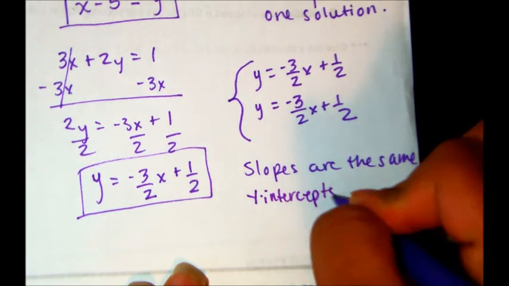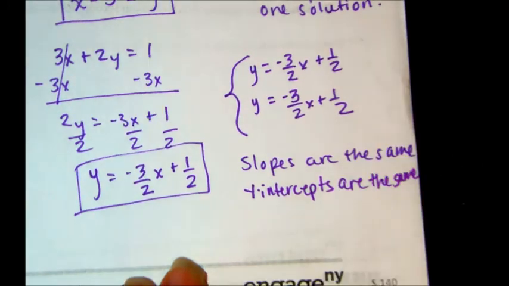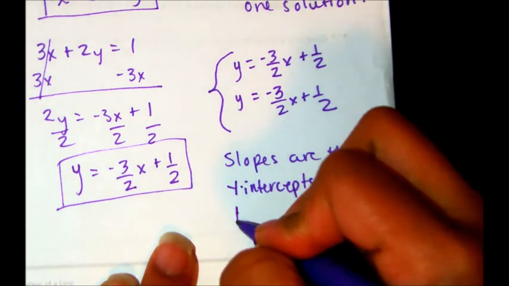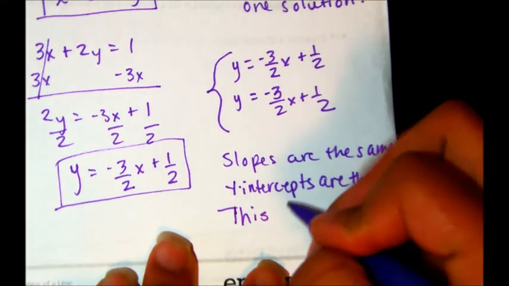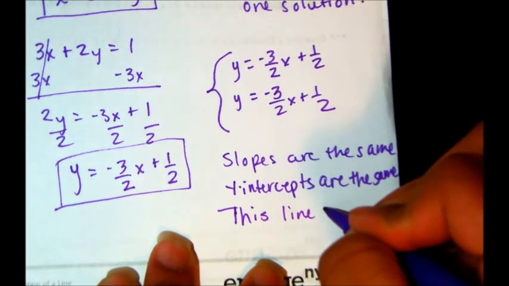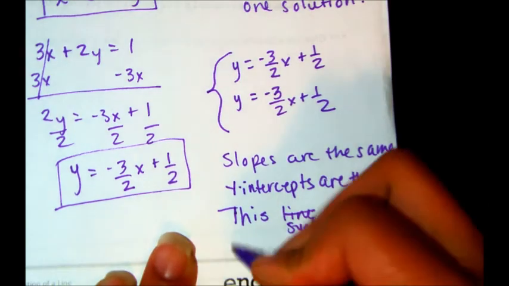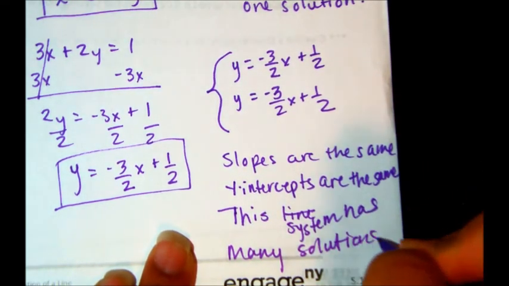When our slopes are the same and our y-intercepts are the same, this system will have infinitely many solutions because both lines are in fact the same line. So this system has infinitely many solutions.